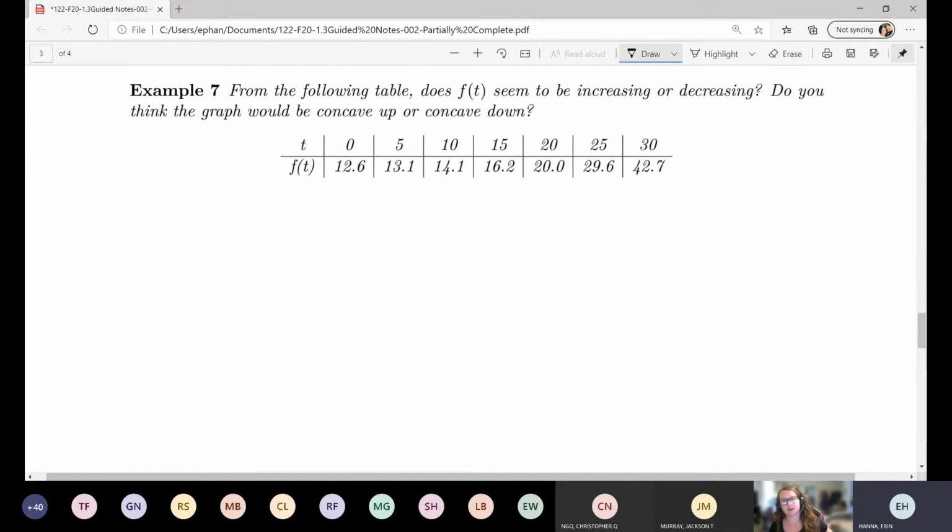So from the table, is it increasing or decreasing? Do you think it's concave up or concave down? So increasing or decreasing, well, that's going to be talking about our y values, right? Are our y values increasing or are the y values decreasing? Well, if we look here, the y values go up by 0.5, go up by 1, go up by 2.1, and I know I'm going through this a little fast. Go up by 3, that's not right. Yeah, 3.8, sorry. Go up by 9.6 and go up by 13.1. So I was just finding the differences between those y values.